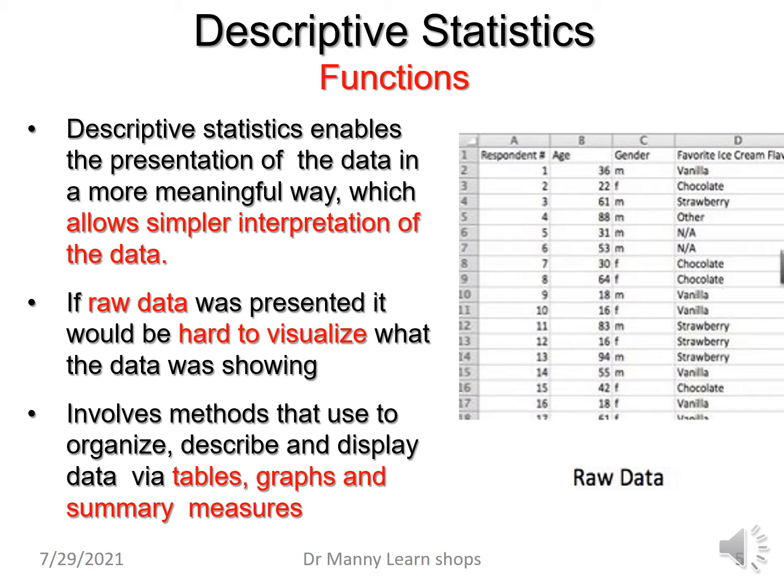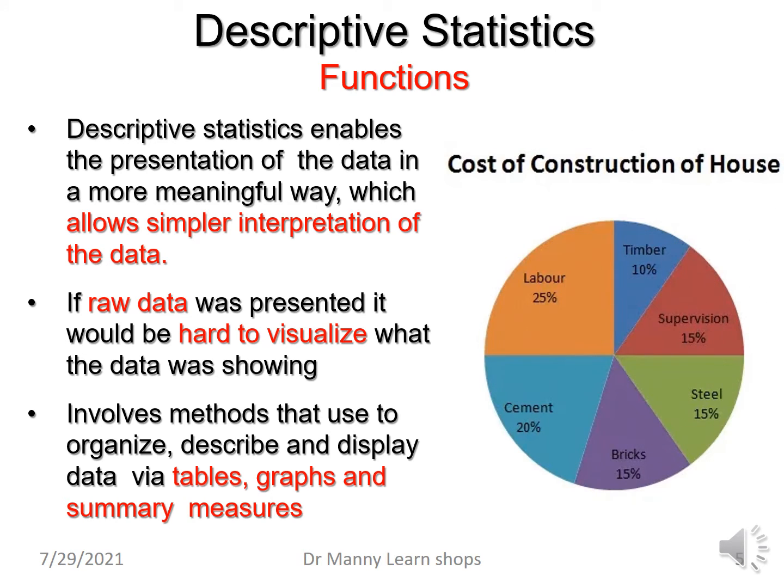So what are the functions of descriptive statistics? Well, they enable the presentation of raw data in a more meaningful way, which allows simpler interpretation of that data. If the raw data was presented, it would be really hard to visualize in most cases what the data was showing. So this involves methods that use tables, graphs and summary measures to organize, describe and display the data. So you can have raw data there, for example, and then it is much simpler to see in a pie chart, for example. It makes it simpler to view.